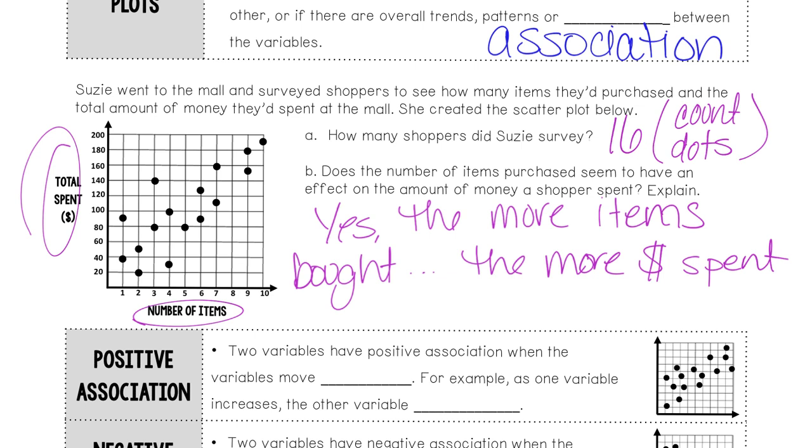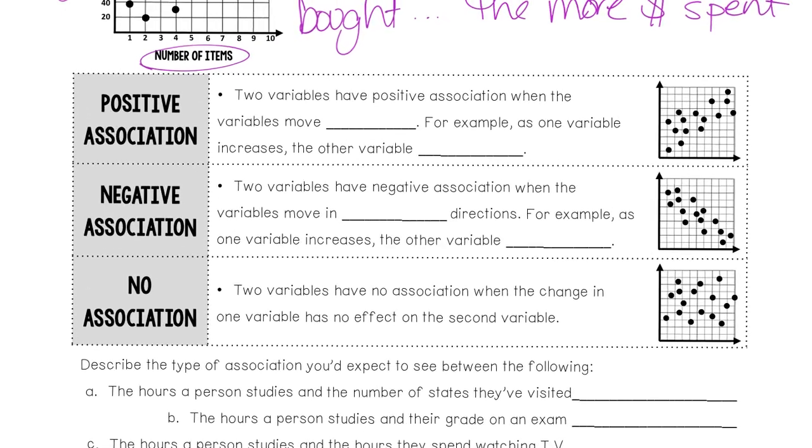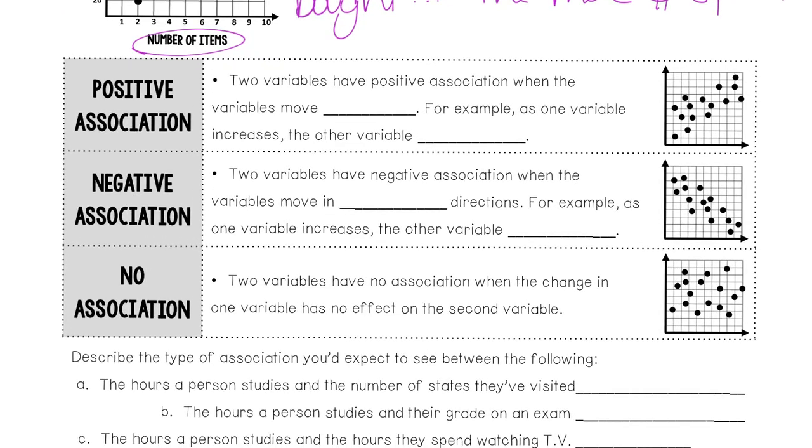So now that we've determined there's a relationship between the total money and the number of items, let's look at the different types of relationships that we can have here. So a positive association. This is when two variables have a positive association when they're moving together. Meaning, the more items they bought, the more they cost. So they're going up together.